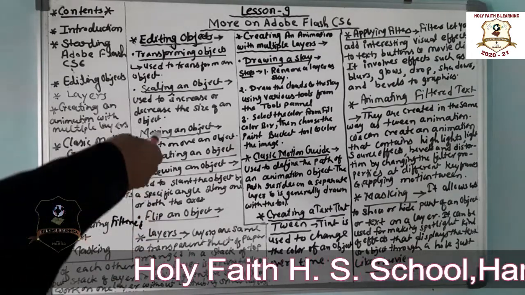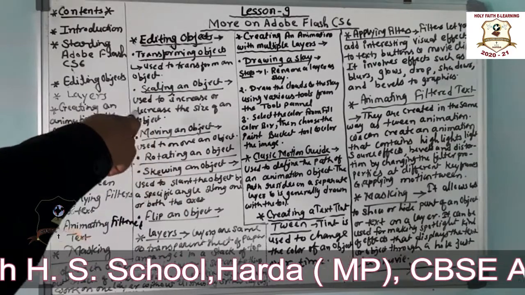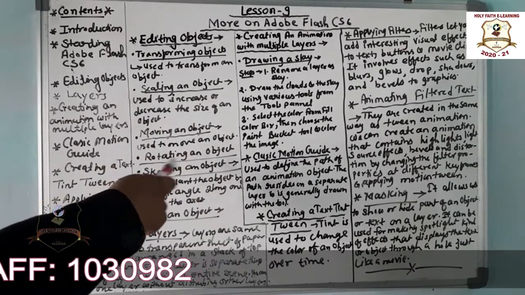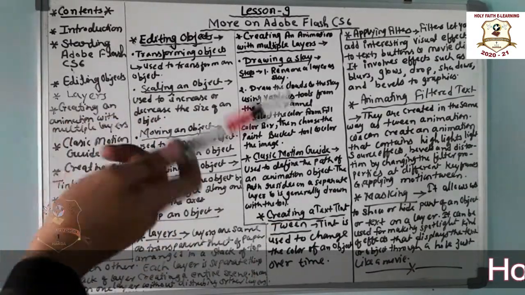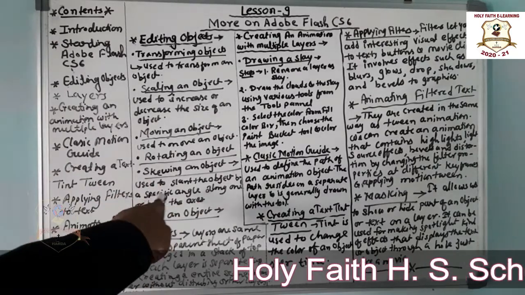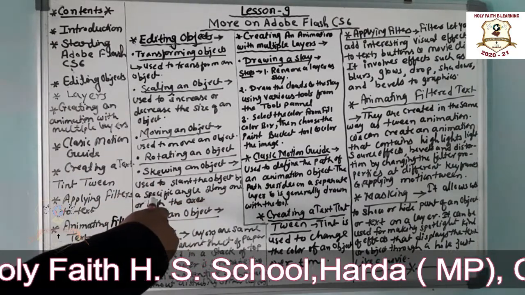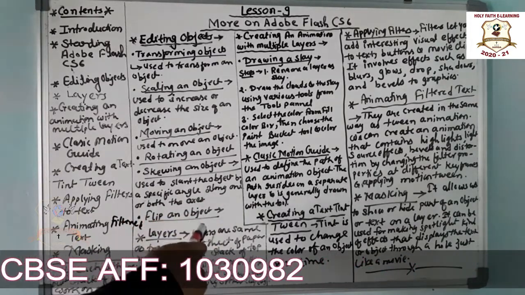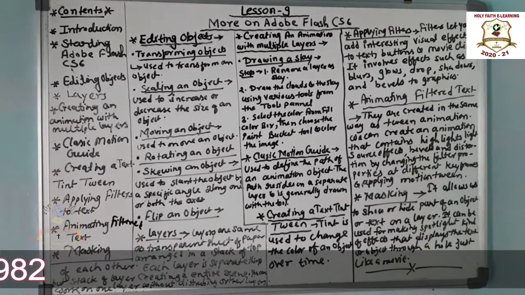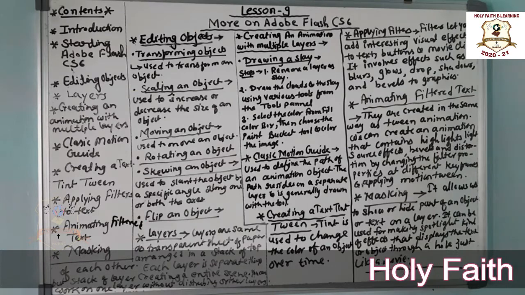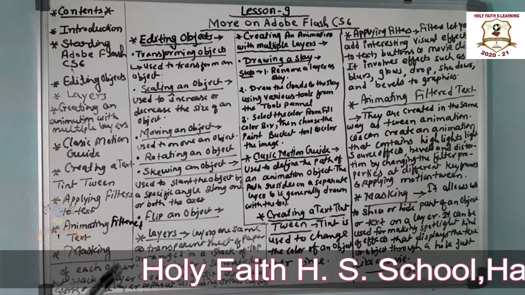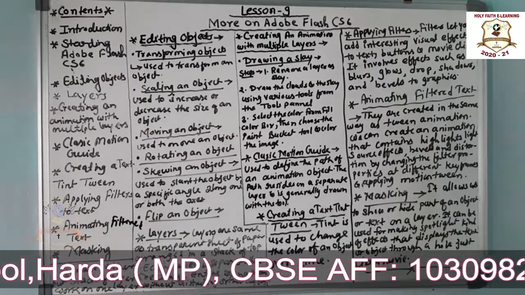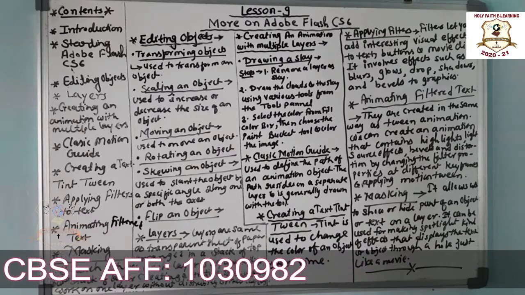Okay, now the second option is scaling an object. Scale means to increase or decrease, so it is used to increase or decrease the size of an object. Moving an object means to move an object, and rotating means to rotate either upper side, left or right. Now skewing an object is used to slant objects by a specific angle along one or both axes. Means if you want to increase from one side, from one angle, then that option should be used. Flipping an object means to flip the object, either in the north or the south direction.